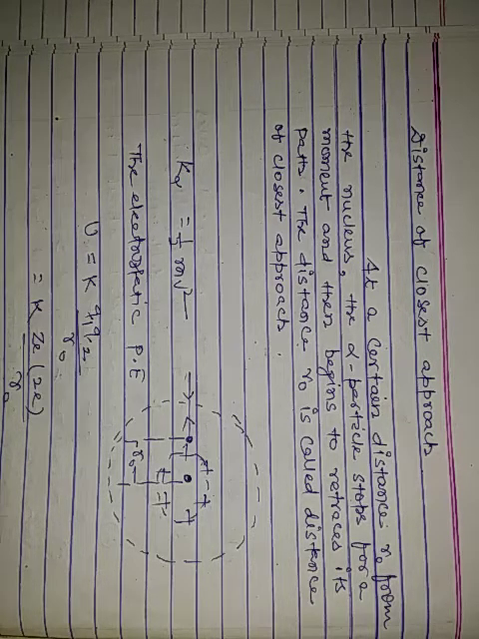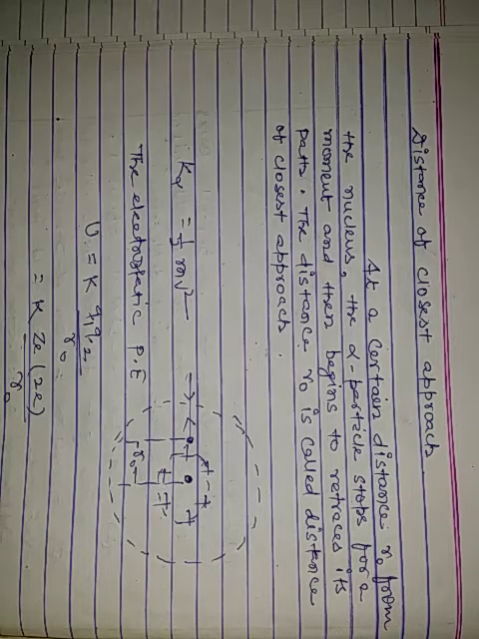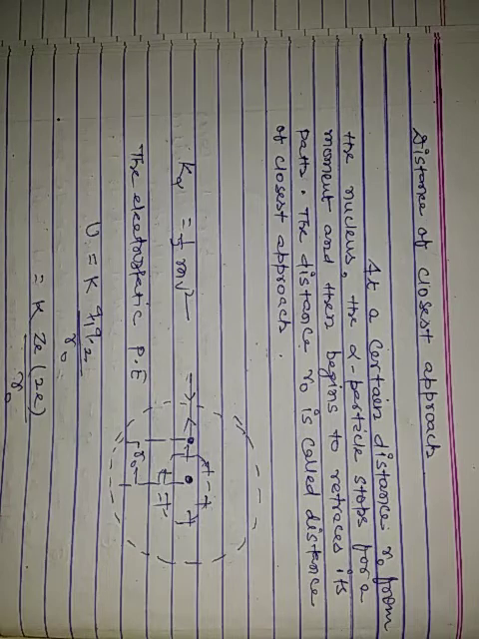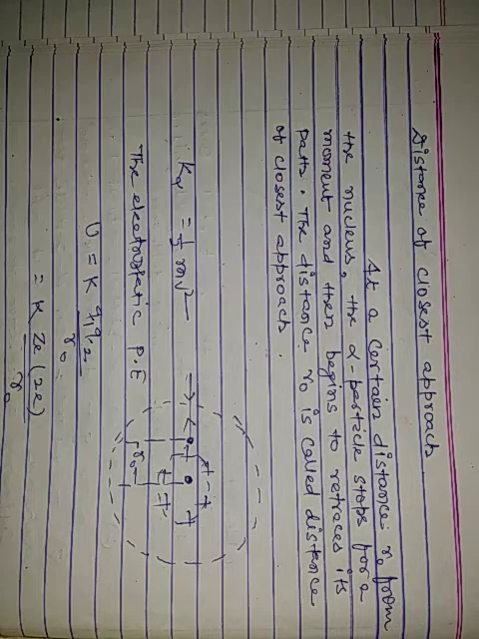Now, in this session, we discuss the distance of closest approach. What is the distance of closest approach? At a certain distance from the nucleus, the alpha particle stops for a moment and then begins to retrace its path. That distance, where the alpha particle momentarily stops, measured from the center of the nucleus, is called the distance of closest approach.